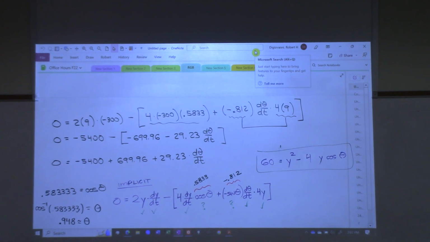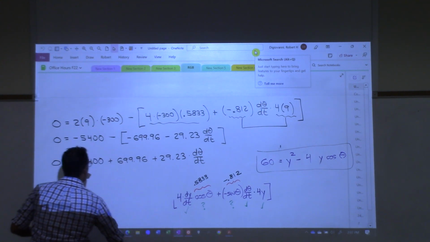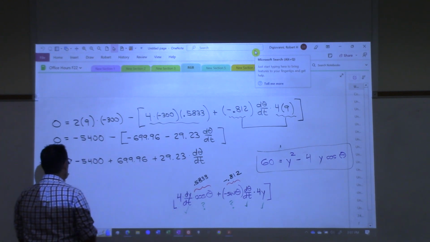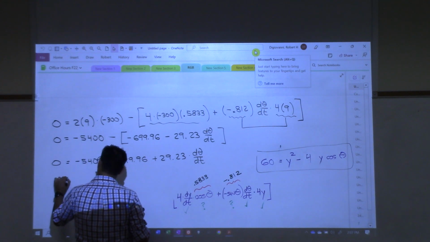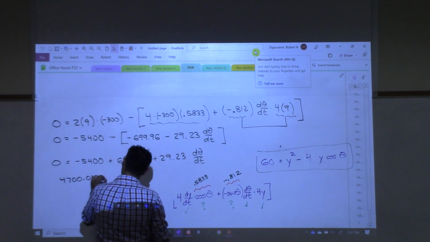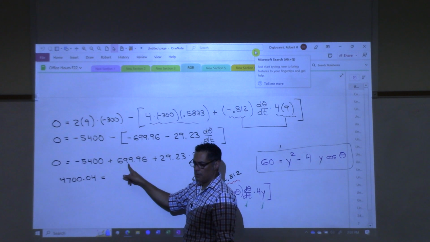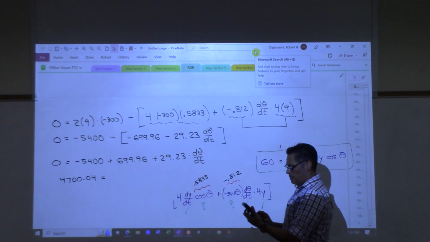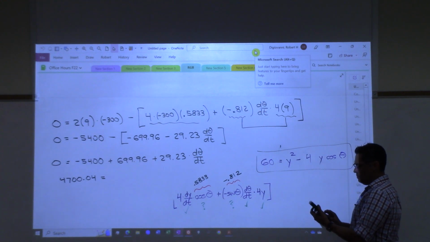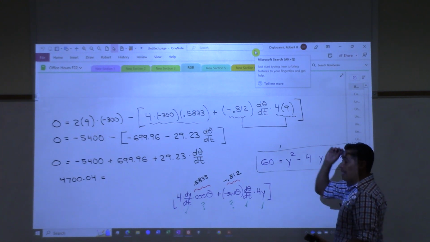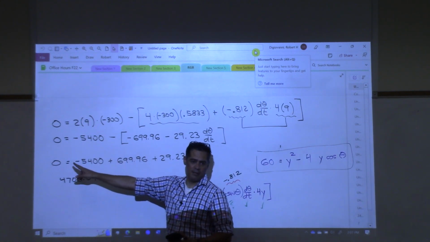Okay, so put these two together, right? And when I do that, negative 5,400 plus 699.96, I get negative 4,700.04, and then I'm going to take it to the other side. Yeah, added these two together, not this one. This one's attached to that with multiplication, so I can't touch that one. Oh wait, are you supposed to change back to degrees? No, no. You're just doing that plus this. Negative though, right? When you put these together, it's negative, but then I move it to the other side, and it becomes positive.